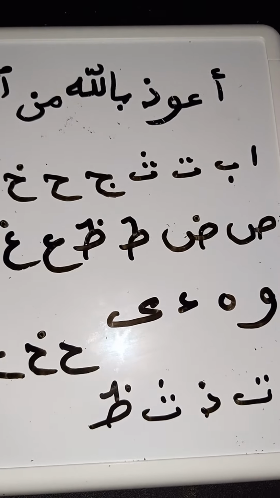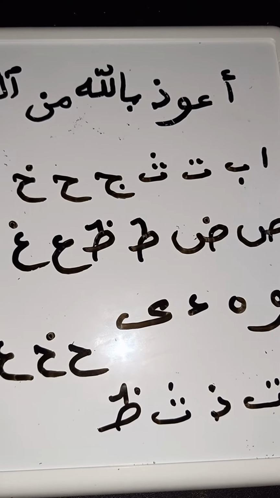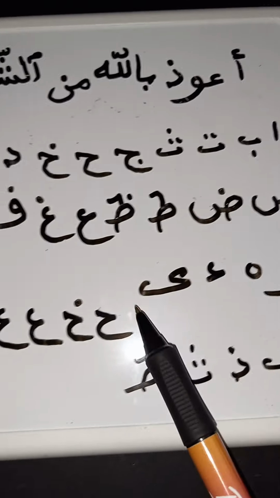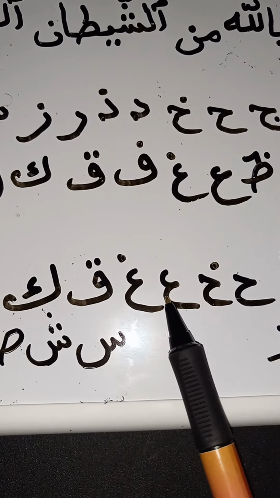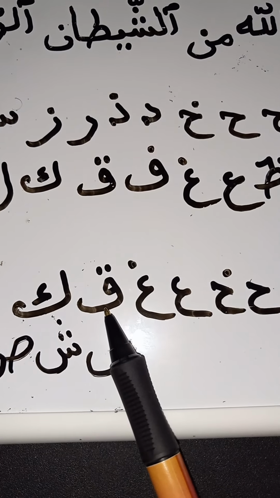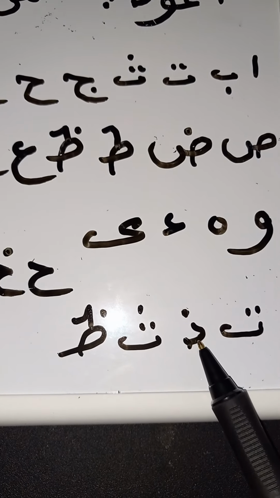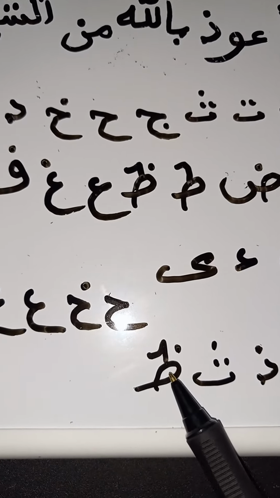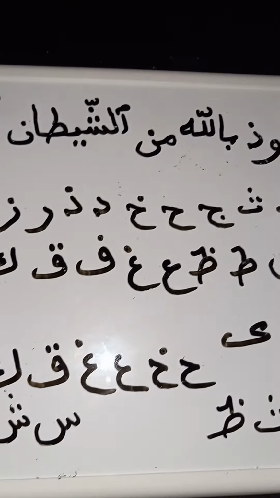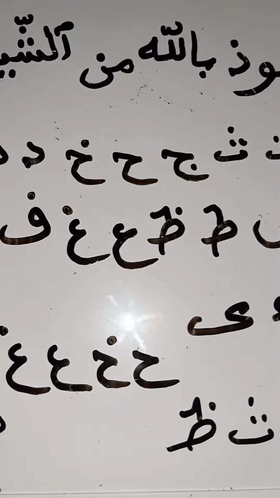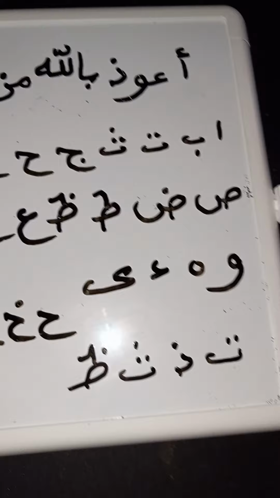Just going to read it like the kindergarten ABCs, but we went over it that way. Try to be as clear as possible with these letters: Ha, Kha, Ain, Ghain, Qaf, Kaf. Down here: Ta, Zal, Tha, Dha, Sin, Shin, Swad. We'll talk about those more. But now I'm going to read it as if we were in kindergarten.